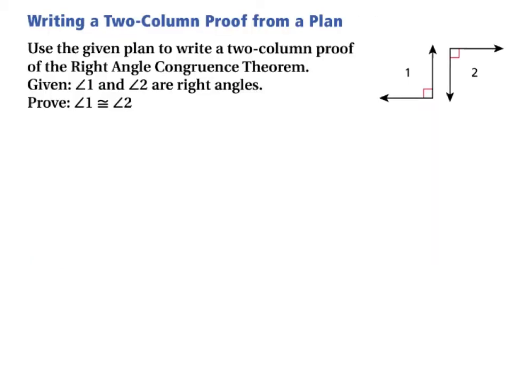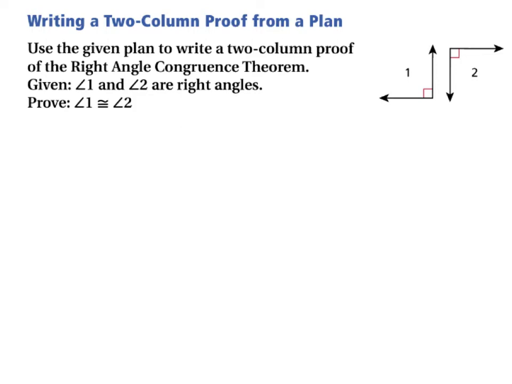Here's our first example. We're going to write a two-column proof from this information. It says use the given plan to write a two-column proof of the right angle congruence theorem. So we're actually proving the right angle congruence theorem. Here's our given. Angle 1 and angle 2 are right angles. I want to prove that they're congruent to each other.